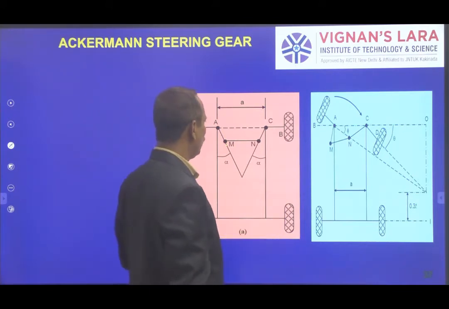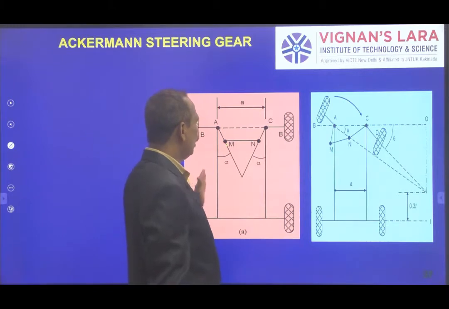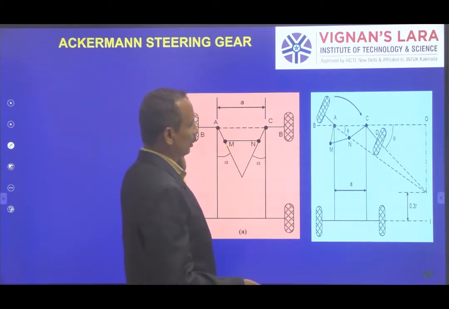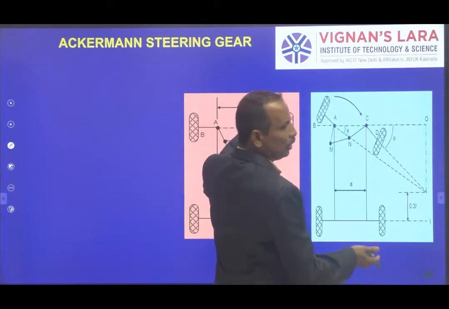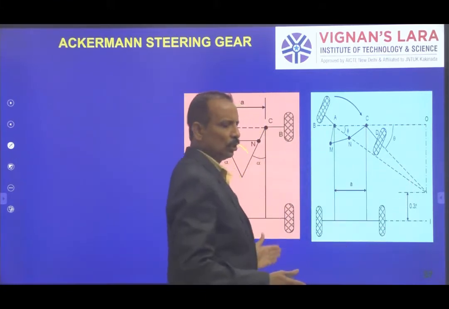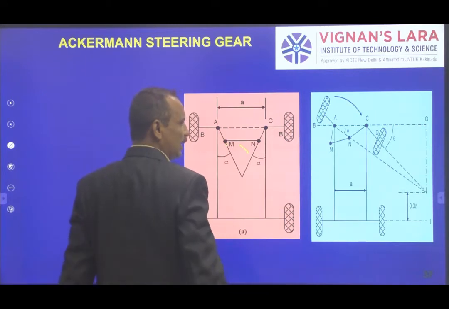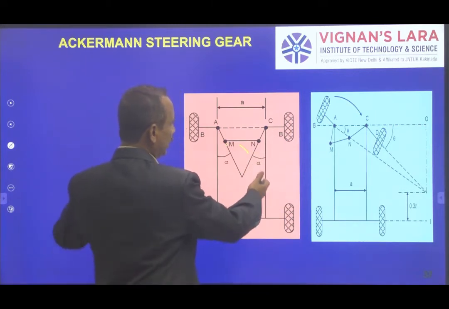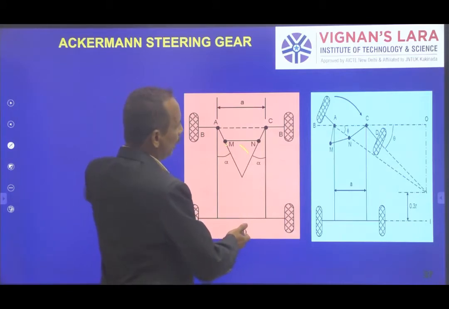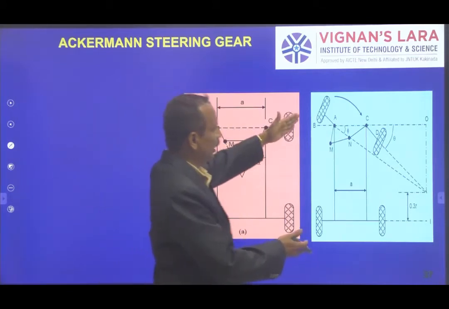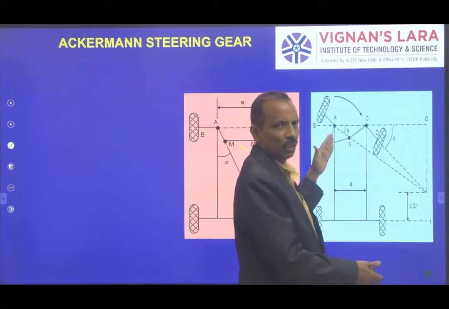Now look here, when the vehicle is taking a turn, as shown, it is taking a turn this way. So which turn am I taking? The outer wheel is moving that way and the inner wheel is going like this.